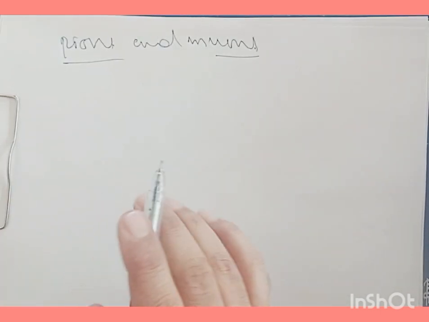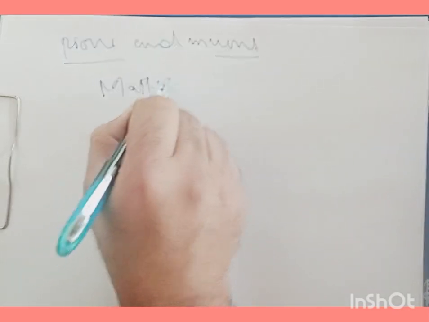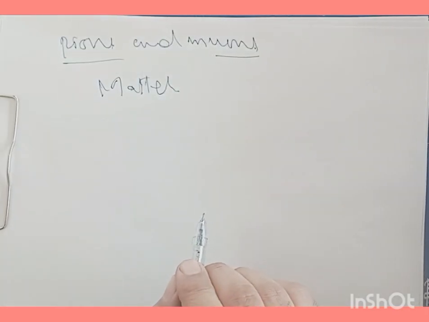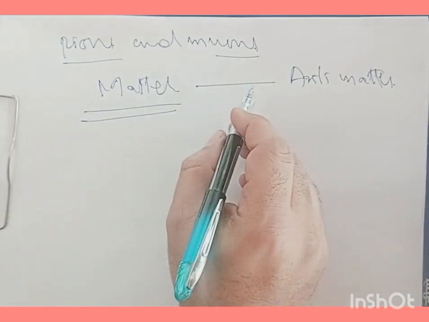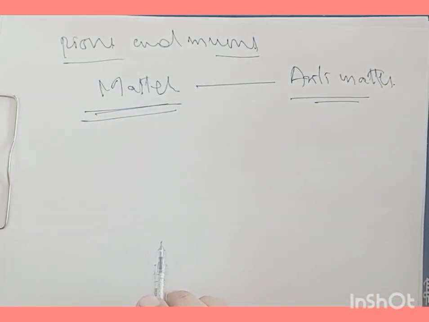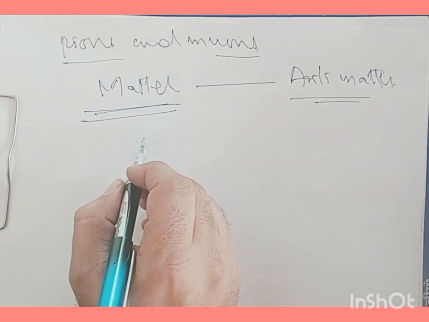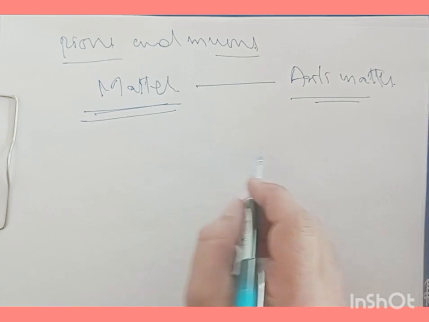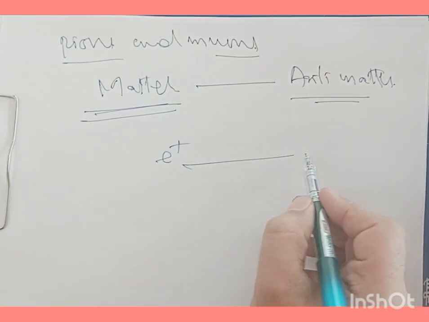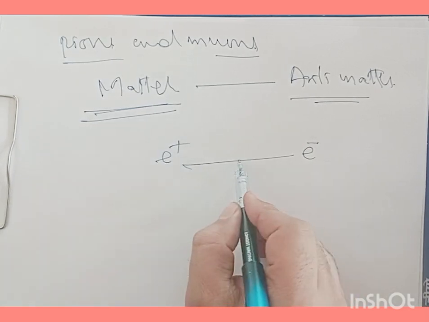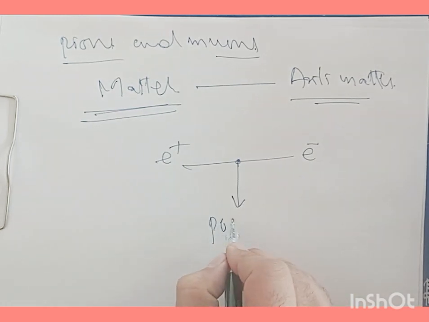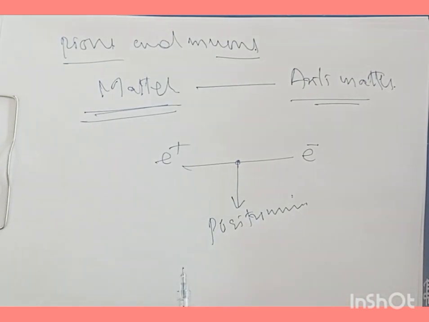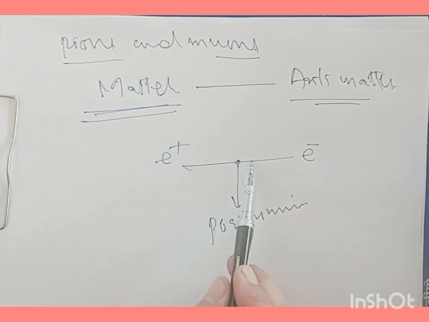Now, the world consisting of particles is called matter. And that consisting of antiparticles, we call antimatter. So we have two worlds, the world of matter and the world of antimatter. For example, if we take an electron and a positron orbiting around their common center of mass, they form a bound state, and this bound state is called positronium. Now, it is the lightest hydrogen-like atom bound by electromagnetic interaction.